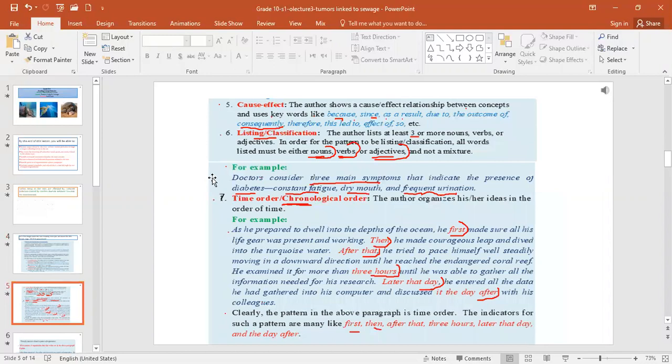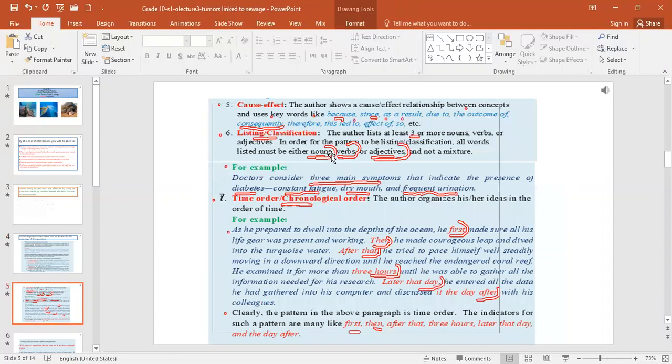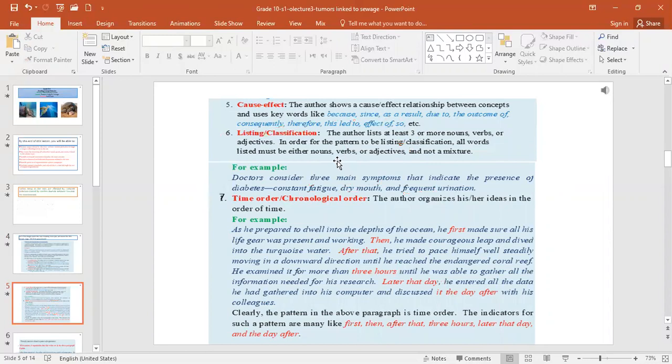So again, what does the term paragraph pattern mean? What is paragraph pattern, Kamil? Can you guys hear me? Answer. Yes, please, Fatima. Pattern of organization. It is a pattern that the author uses to link his ideas together. Yes, to organize his ideas, he uses a certain pattern.